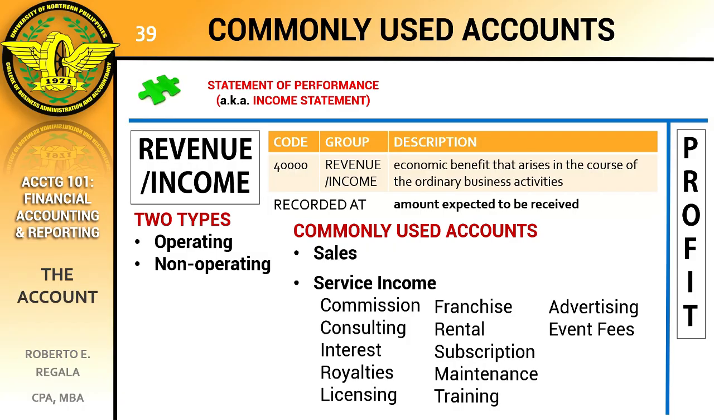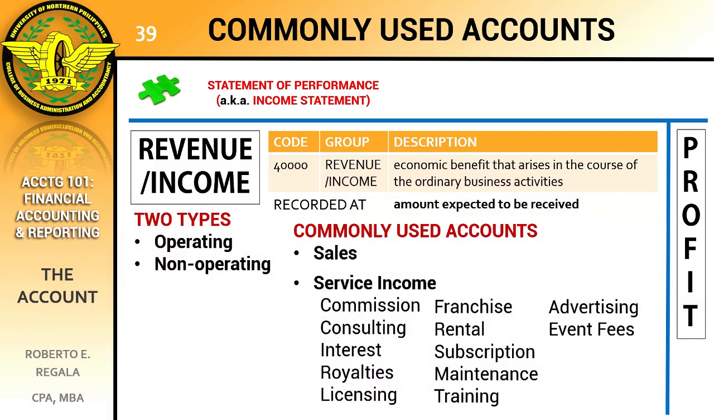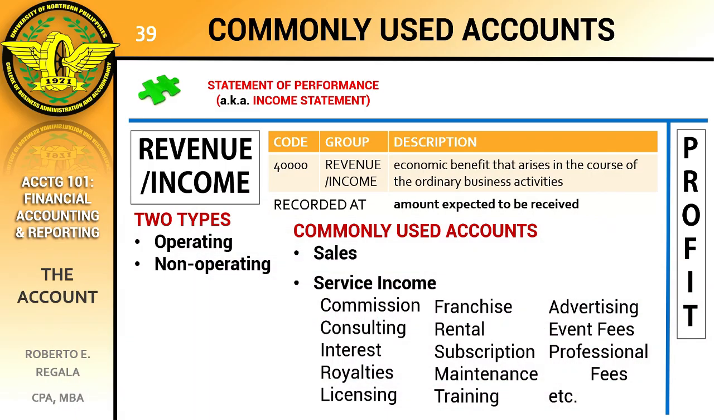Event fees. This is revenue from organizing or hosting events, such as conferences, trade shows, or exhibitions. Professional fees. This is revenue from professional services, such as legal, accounting, engineering, or architectural services.